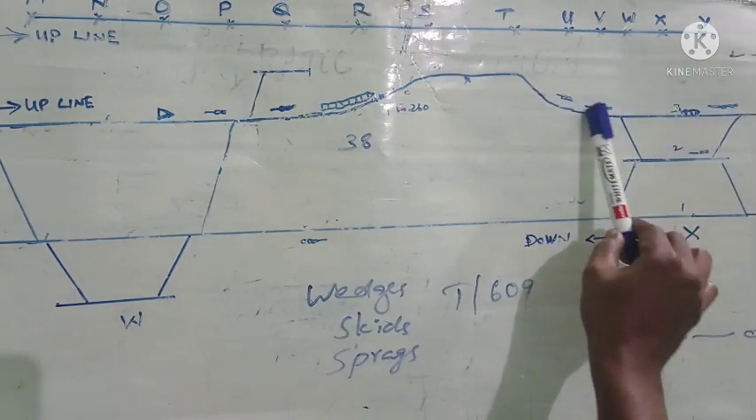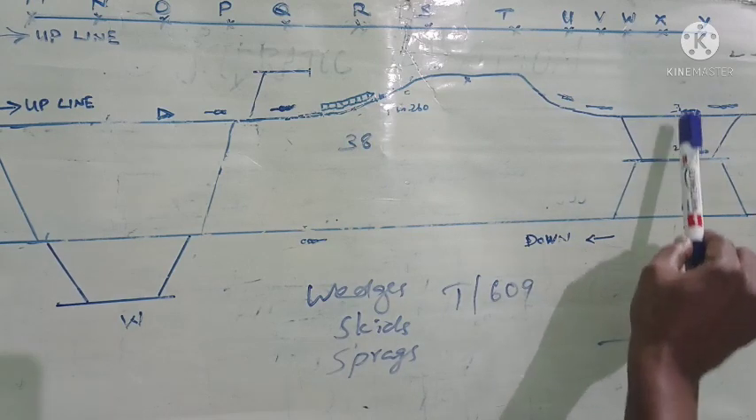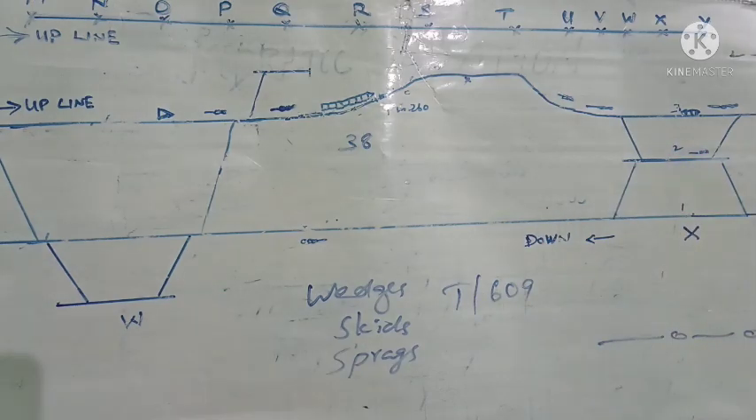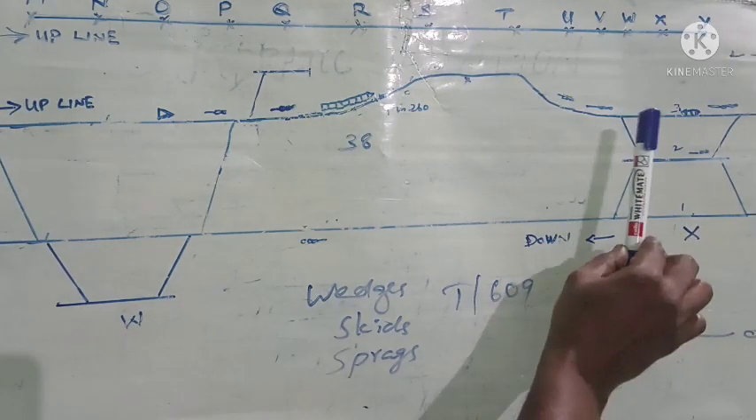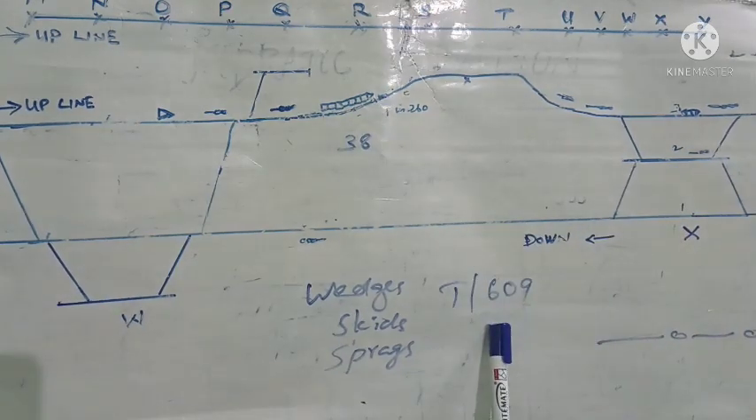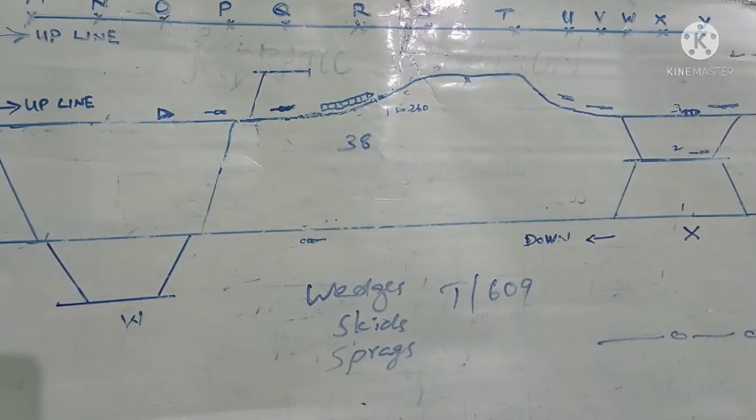On seeing that, the loco pilot will move in either on road 3 or road 2, for which this signal has been taken off. After reaching the station, the loco pilot will hand over this T-bar 609 to the station master.